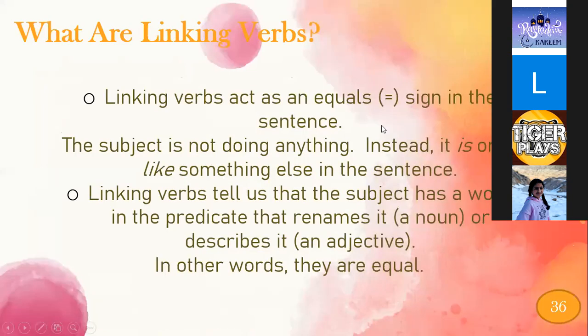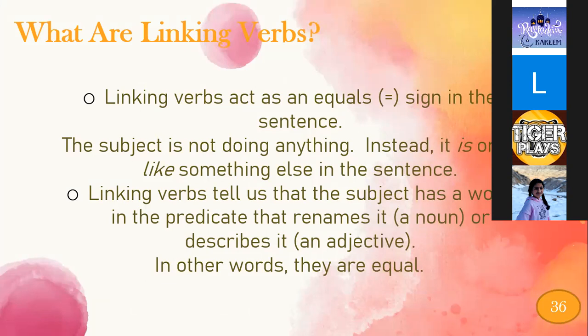Now I move to the linking verb. Pay attention to this. When I say link, I'm linking things together, so I'm connecting things together. But what do we mean by linking verb? When we say linking verb, it acts like an equal sign. It makes the subject equal to the predicate. Why? Because here the subject is not doing an action. There is no action here, but I want to tell something about the subject, or I want to say that the subject is like something else.